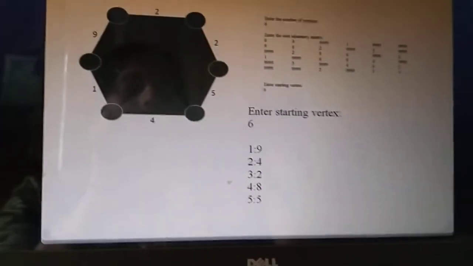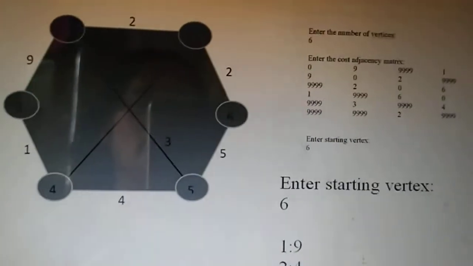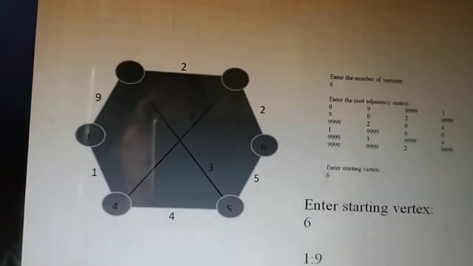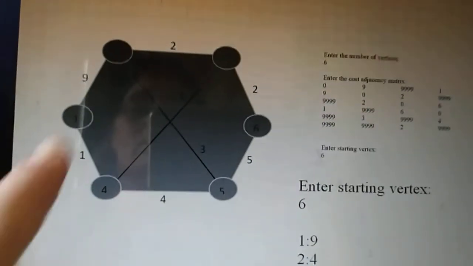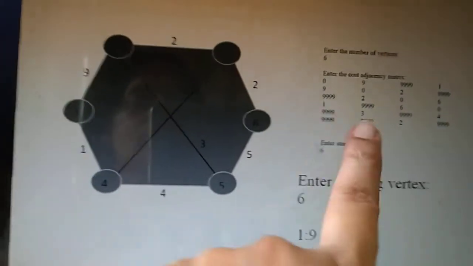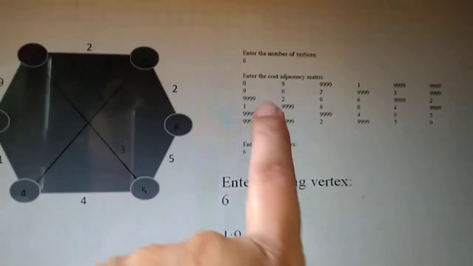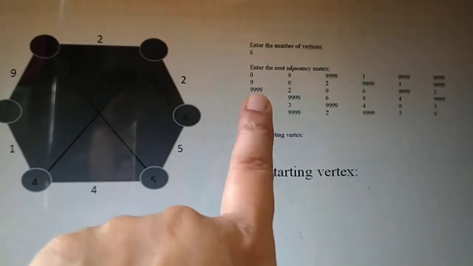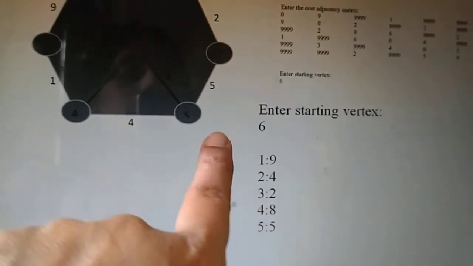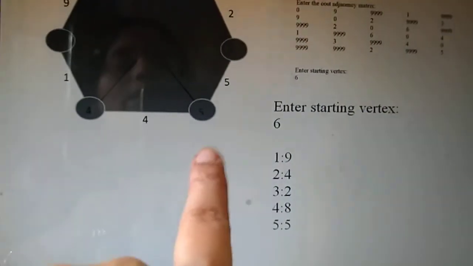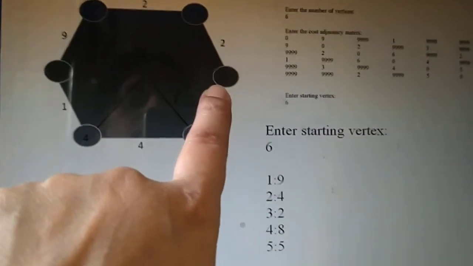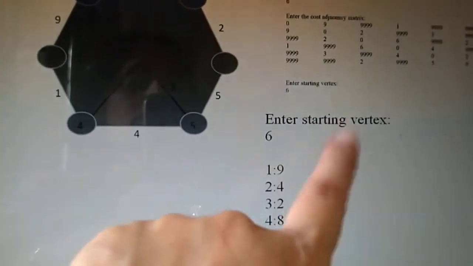So here in the lab program some example is there. I don't know whether you will be able to see or not. This is the graph, this is the array. Wherever infinity is there, it is read as four 9s here, and this is the result. Enter the starting vertex. Here they have taken 6 as the starting vertex.